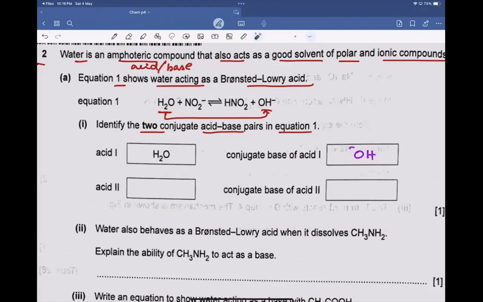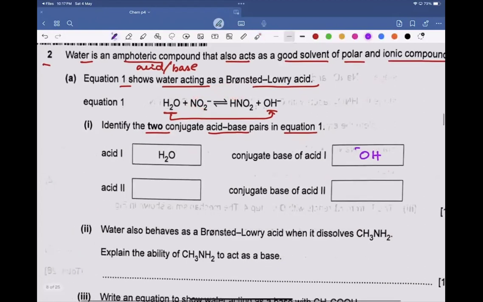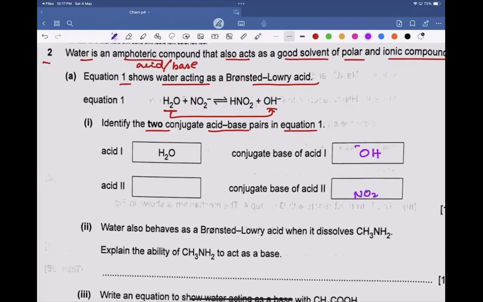Okay. Now, if you see this word turning into HNO2 by accepting the hydrogen ion. So this one is accepting the hydrogen ion. So it means it's a Bronsted-Lowry base. So I'm going to write NO2 negative over here, and HNO2 would be the acid. Is this clear?